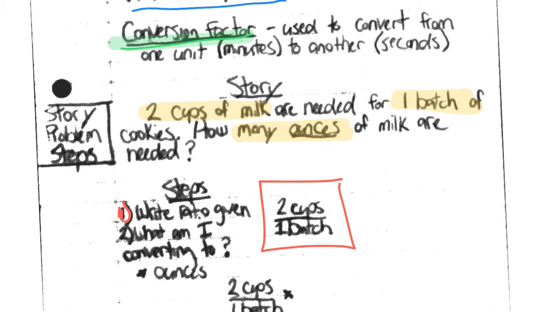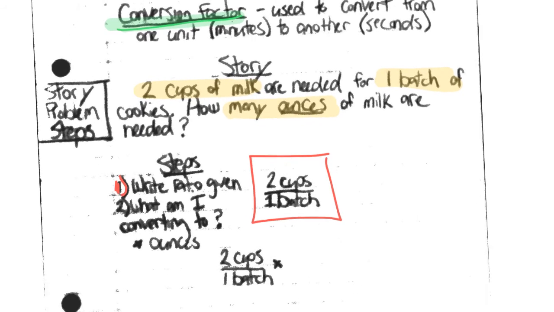Now the second step is I have to ask myself, what am I converting to? Well, I'm going from cups to ounces. So if we're converting from cups to ounces, we would have to know that conversion. So before you even get started on these, you might have to Google a conversion if you don't know it. You have to know how many ounces are in a cup. So in this problem here, we have 8 ounces are in a cup. So what we're going to do is we're going to rewrite our ratio down below.